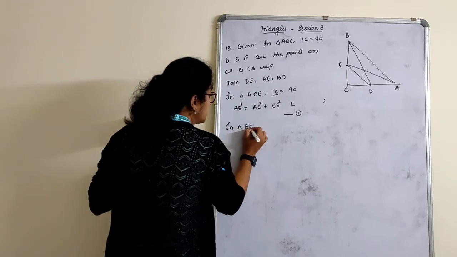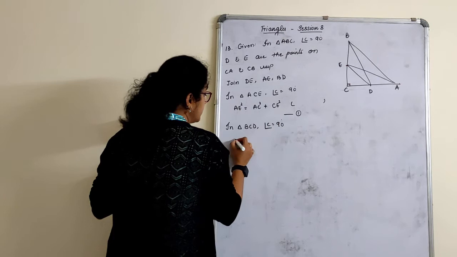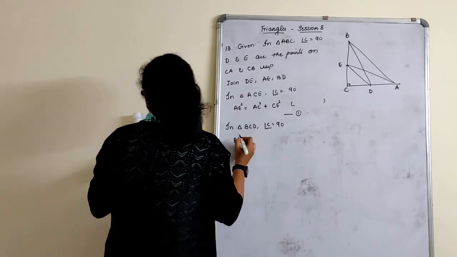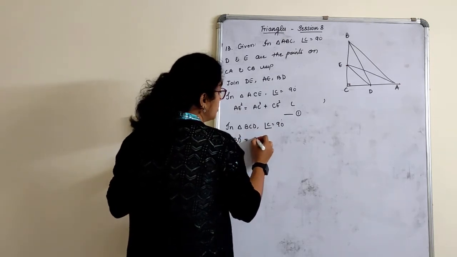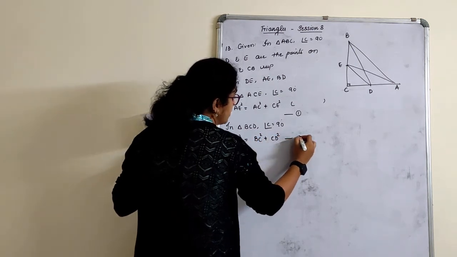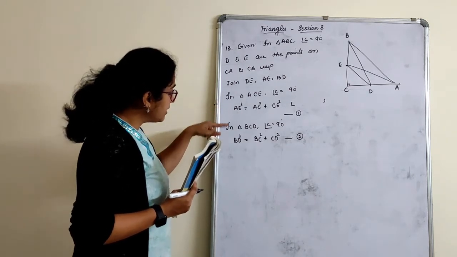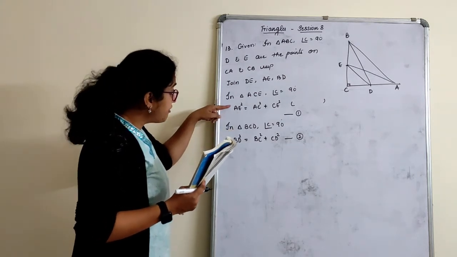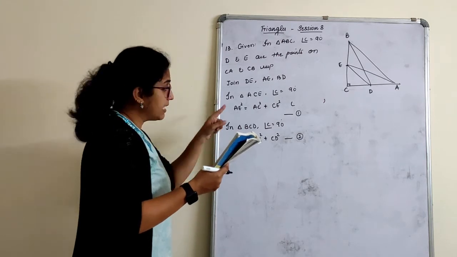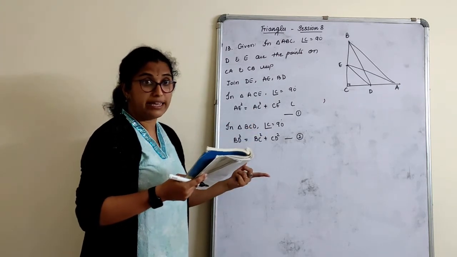In triangle BCD, angle C is equal to 90 degree. So BD square is equal to BC square plus CD square, equation 2. Now actually we want this in terms of AE square plus BD square. But if I add AE and BD, that is AE square plus BD square, I will not get the actual result. Will I get? No.